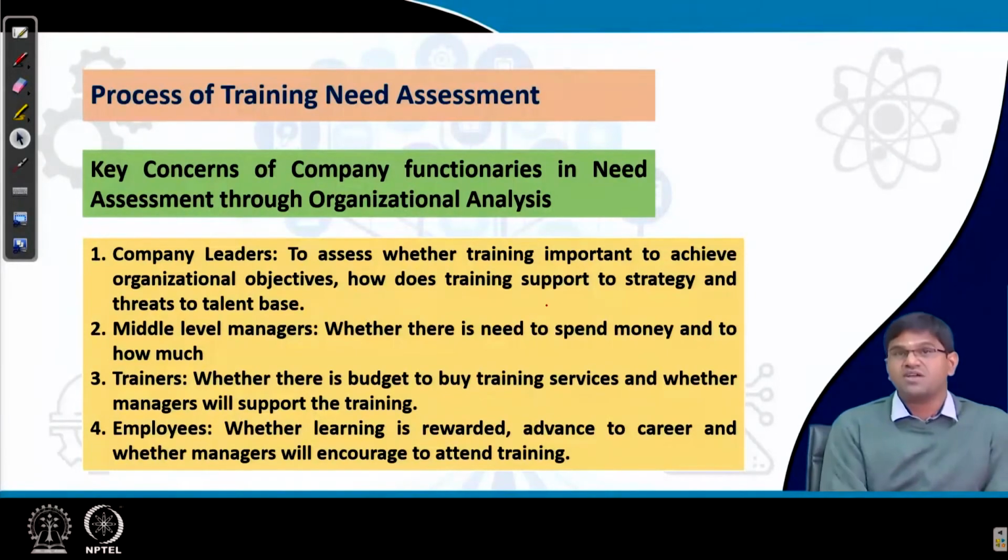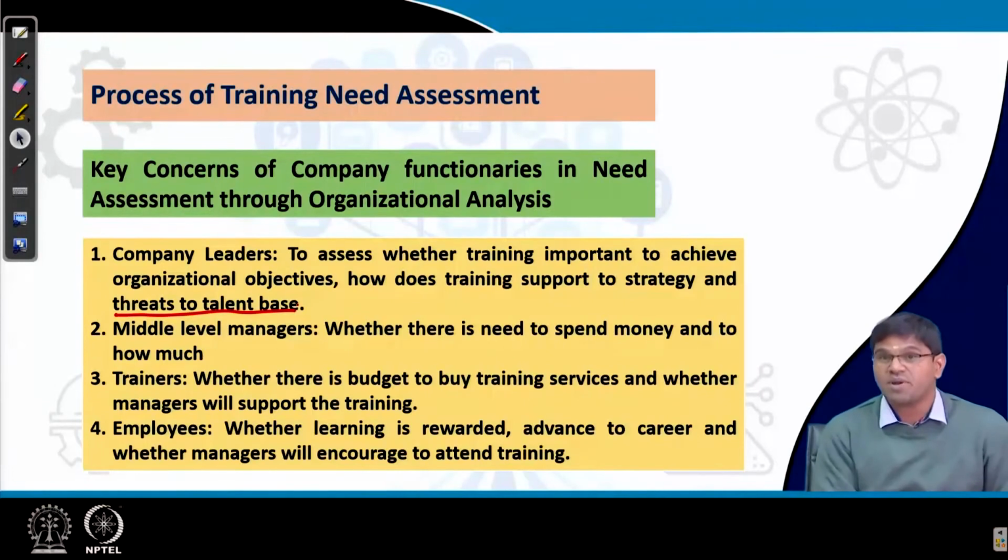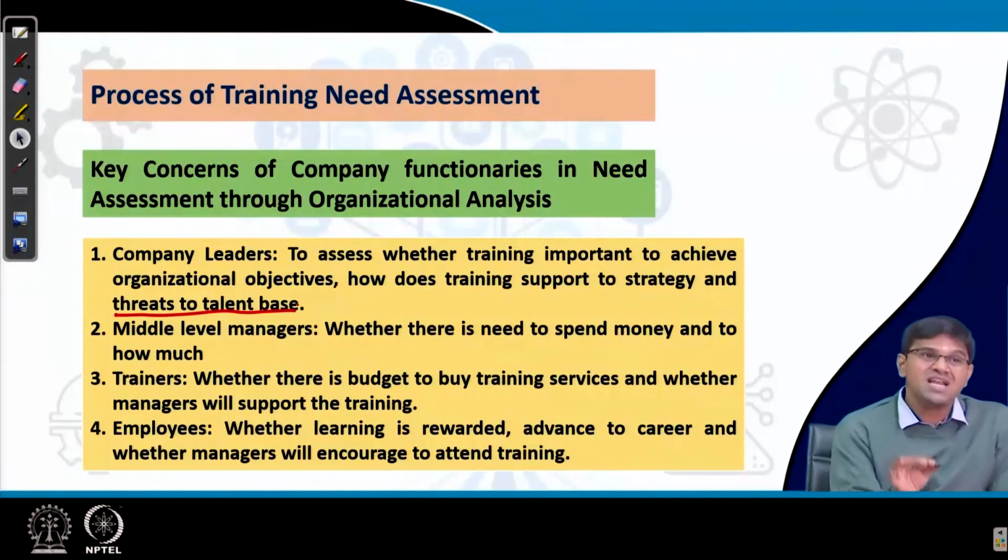So how is the training going to support my strategy, or maybe be a threat to the talent base? In case I don't provide training, is it going to make my employees poor performers? Or maybe the training is going to be a threat, where my employees are so apprehensive that they feel they cannot take up this training. So then come middle level managers.